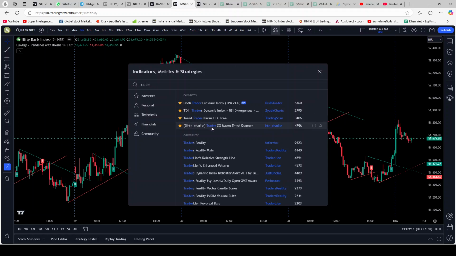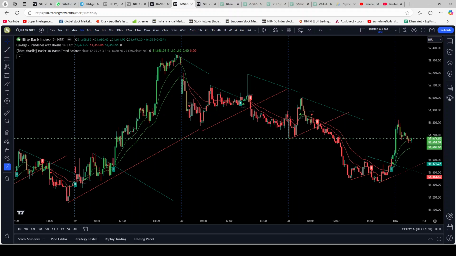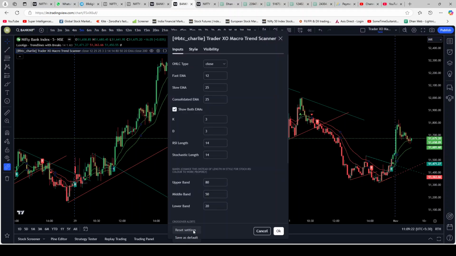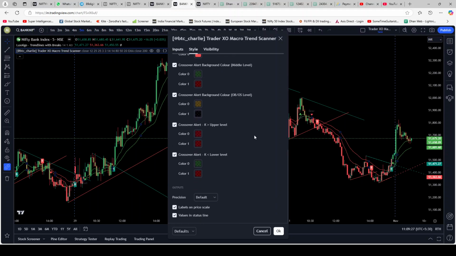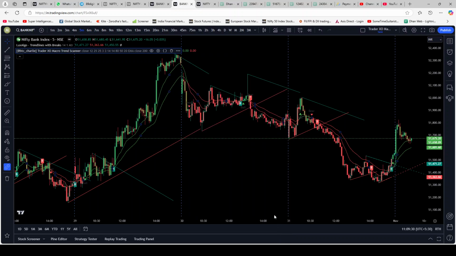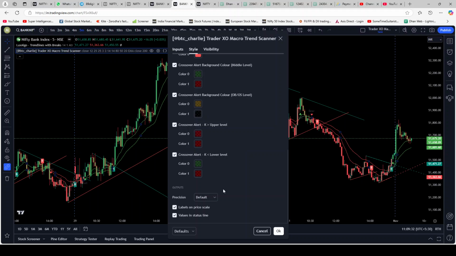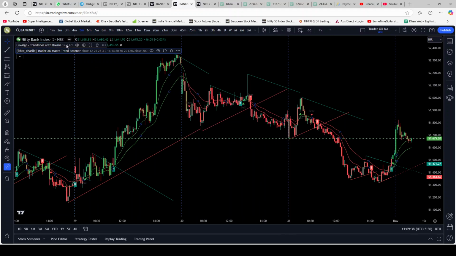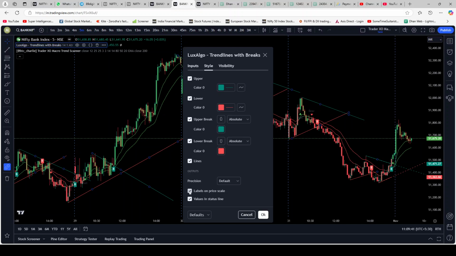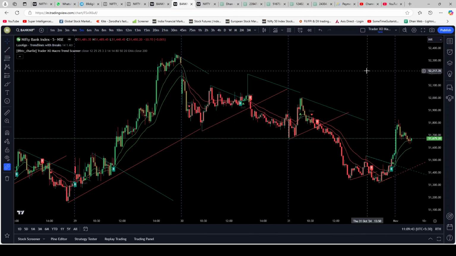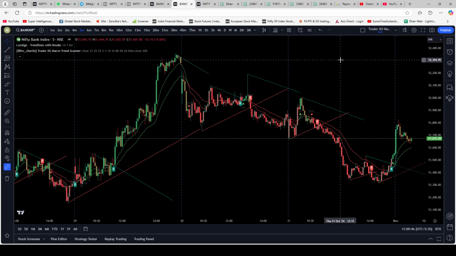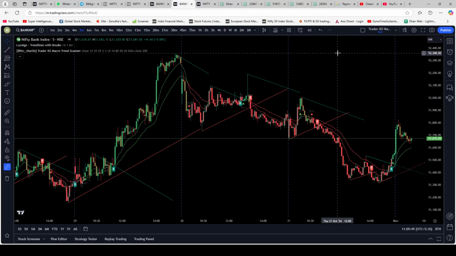And the icing on the cake is this one, the Trader XO Macro Trend Scanner. Just click on this. That's it. Nothing is required. I'll reset the settings to show you. It's working in its default format. Everything is default. The one change I would make is in the style section. I can go and untick these two at the bottom, maybe in Lux Algo also. Otherwise, even those changes are not required. So we will be using these indicators in the default settings.